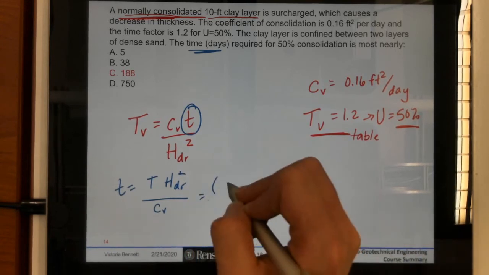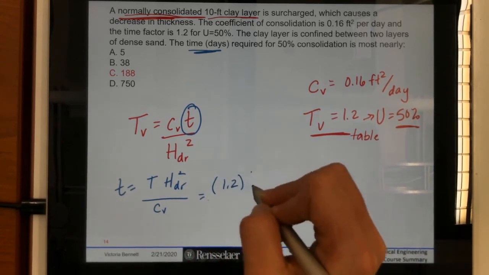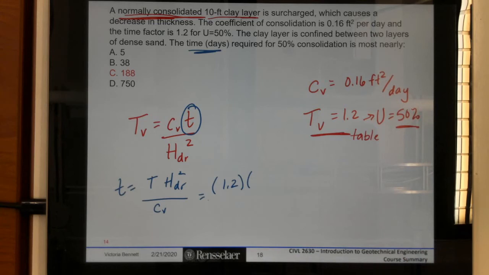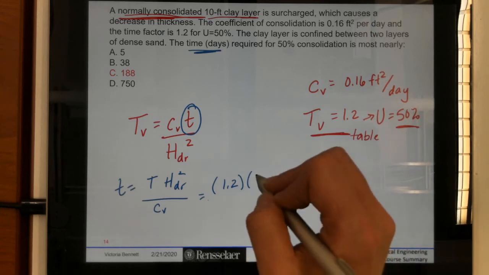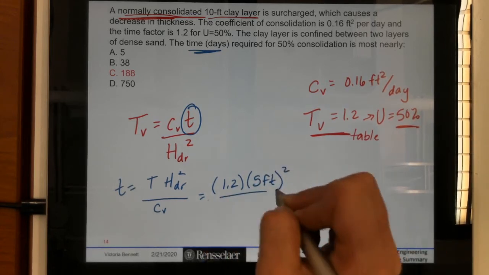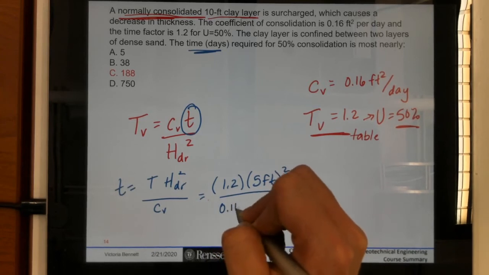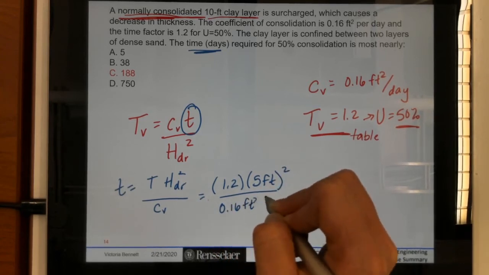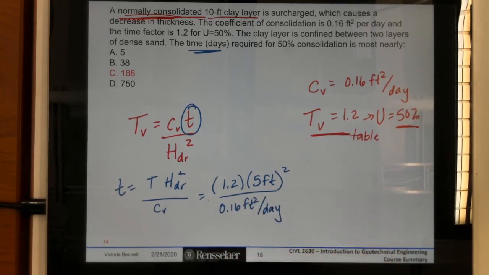We're given the time factor as 1.2. We're in a 10-foot thick layer, but we have double drainage, which means our drainage distance is only 5 feet. And we would find the number of days that way. So that's fairly straightforward.